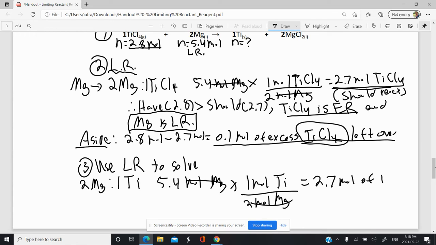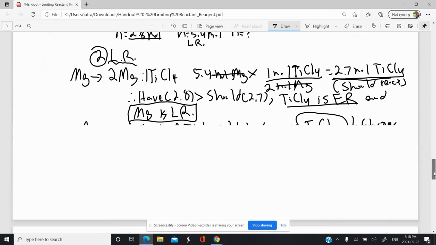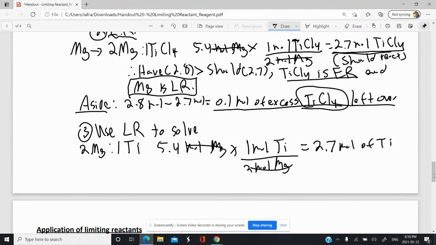moles of titanium. And so in our question, it looks like we have 2 sig figs. So our final answer should have 2 sig figs as well. And it looks like we already have 2 sig figs here. And we can say, therefore, 2.7 moles of titanium are produced.